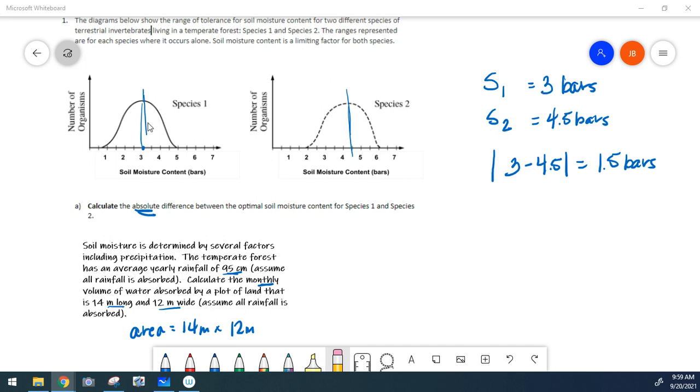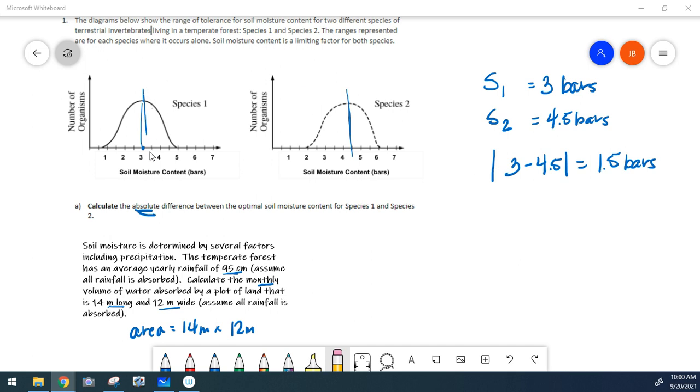The very first question says the diagram below shows the range of tolerance for soil moisture content for two different species and terrestrial invertebrates living in a temperate forest, species 1 and species 2. The ranges are represented for each species where it occurs alone. Soil moisture content is a limiting factor for both species. Okay. So what we're going to do is look at where the peak is for both of them because that's where the tolerance range is.